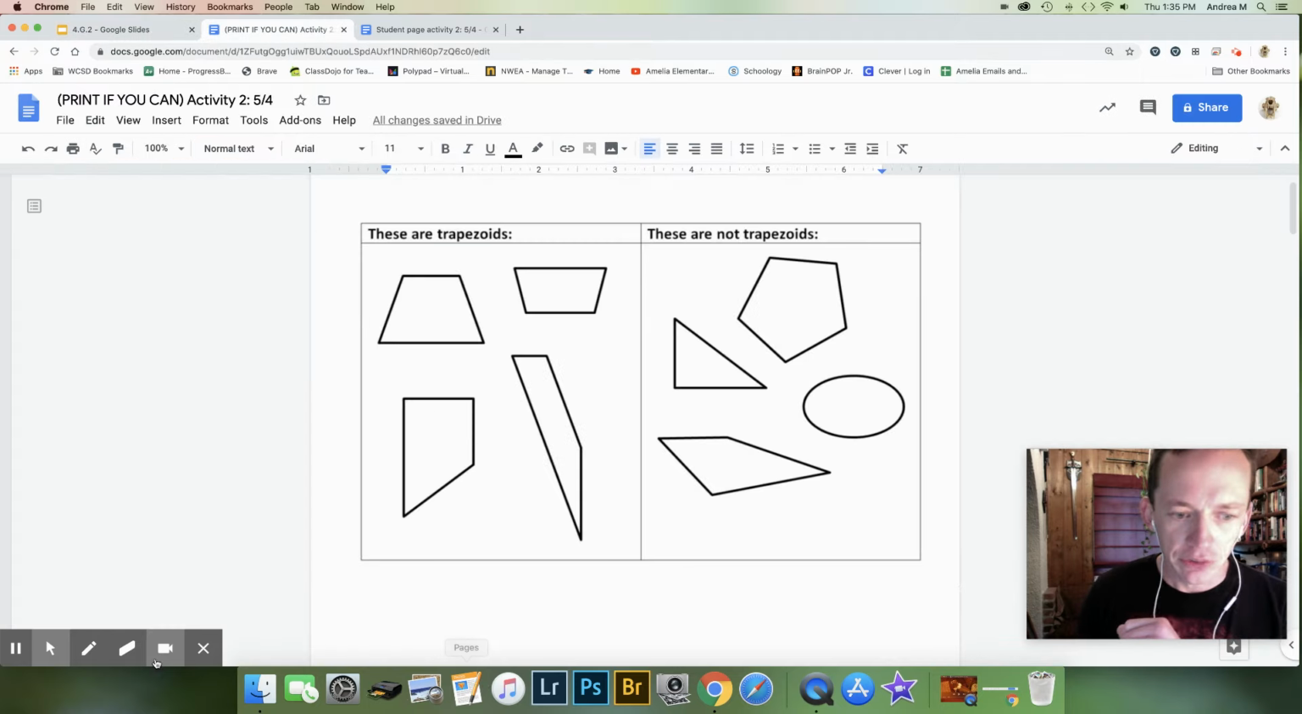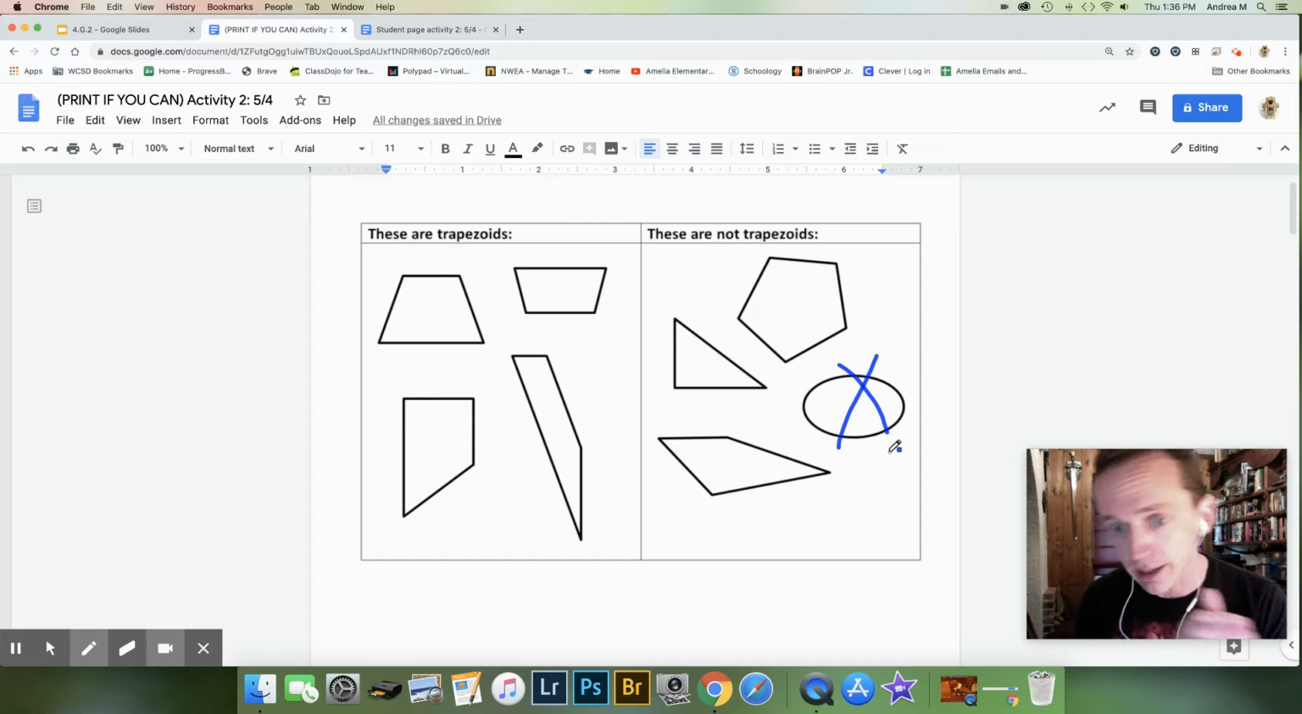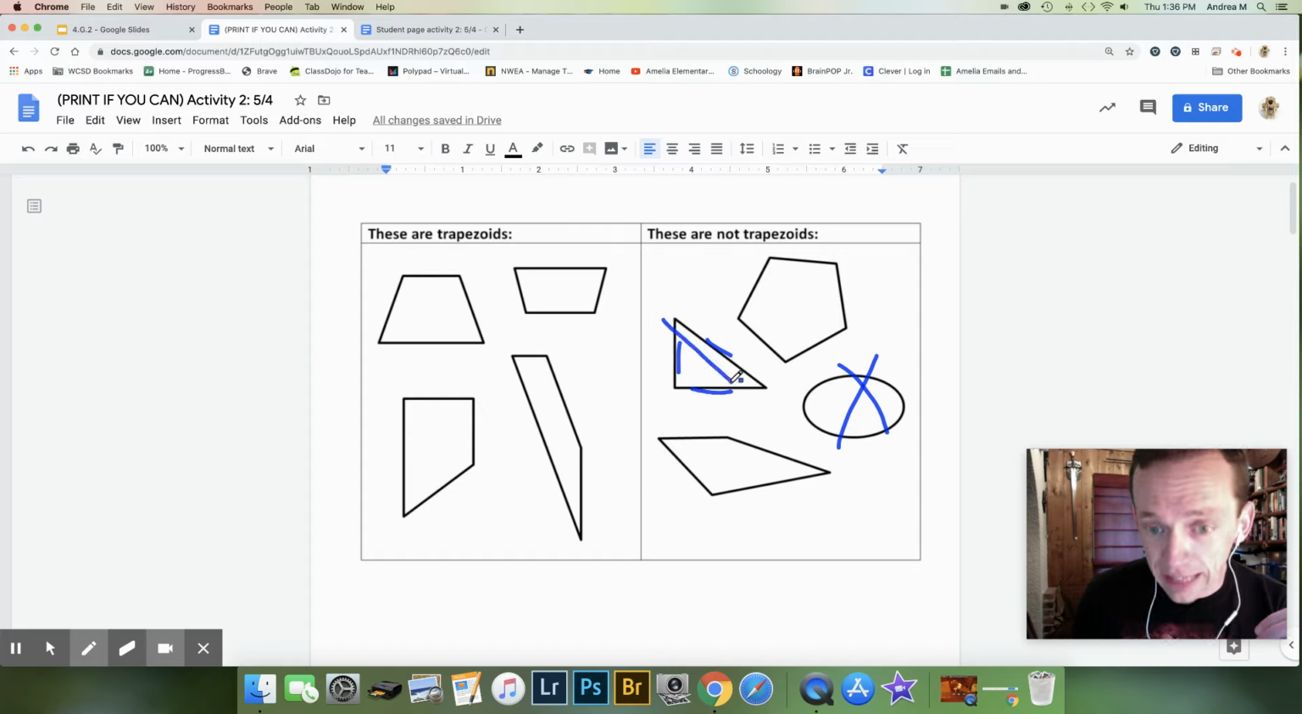We can take a look at this one here and kind of draw on it, right? They say these are trapezoids, these are not trapezoids, okay? First off, this guy is not a trapezoid because it has no sides at all. It does not belong in the quadrilateral family whatsoever. This is not a trapezoid because it's not a quadrilateral, because it has one, one, two, three sides. That does not belong in this group at all. This one here has one, two, three, four, five sides. That is not a quadrilateral. This guy does have one, two, three, four sides. But why is it not a trapezoid?